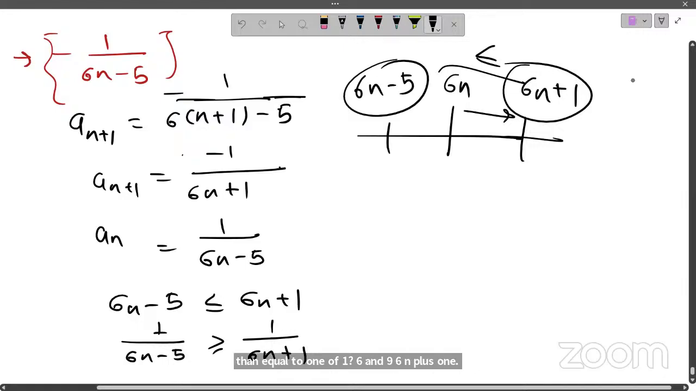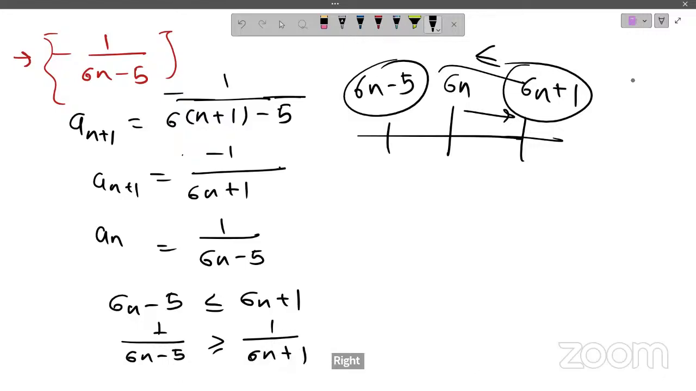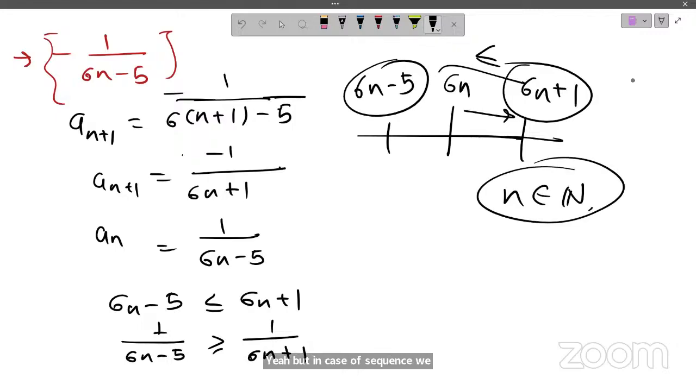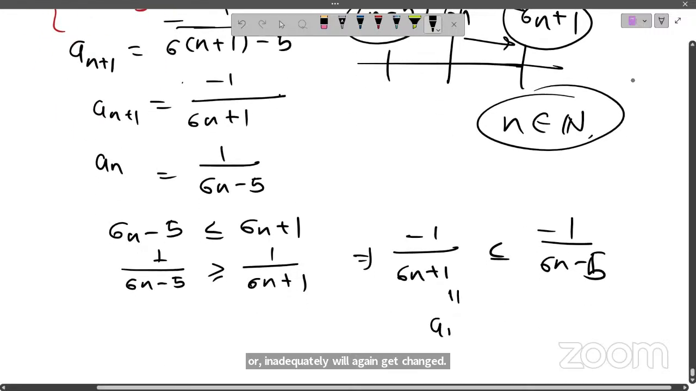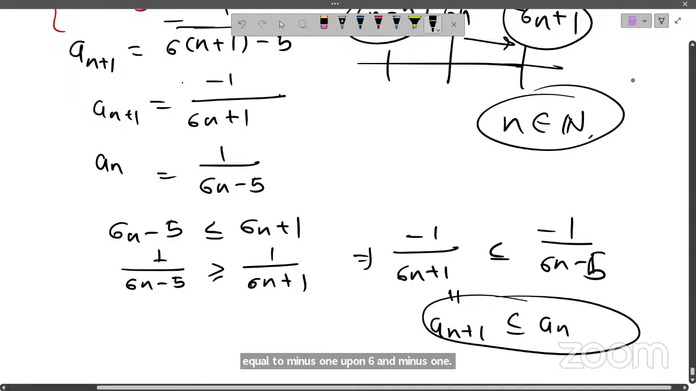If n is positive, no ma'am. Yeah, but in case of a sequence, we always take n to be natural. So we don't have to worry about it. n is always positive. And if you multiply by a minus sign, our inequality will again get changed. So it is minus 1 upon 6n plus 1 is less than or equal to minus 1 upon 6n minus 5. And this is the value of an plus 1. So an plus 1 is less than or equal to an. Got it?